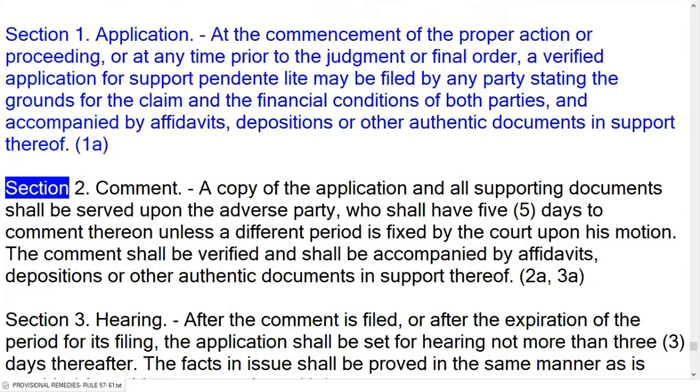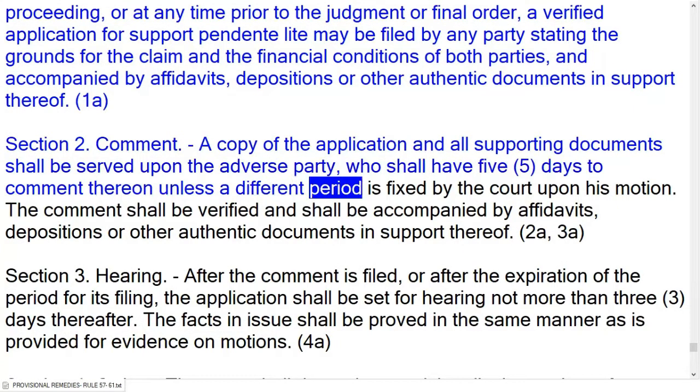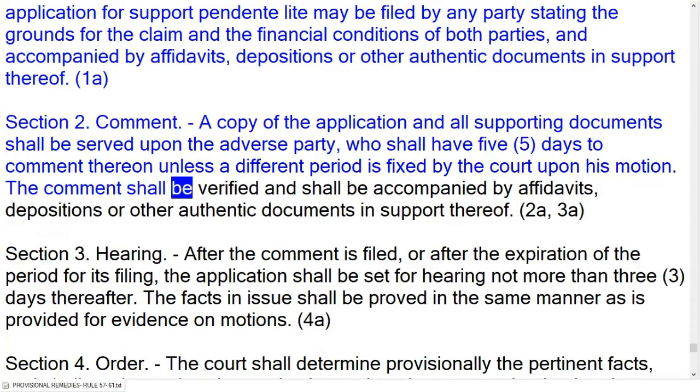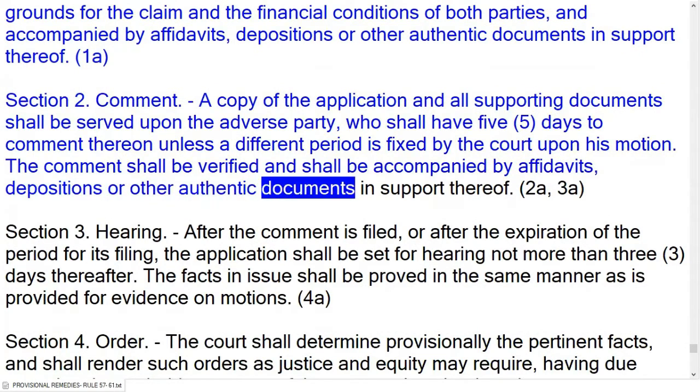Section 2. Comment. A copy of the application and all supporting documents shall be served upon the adverse party, who shall have 5 days to comment thereon unless a different period is fixed by the court upon his motion. The comment shall be verified and shall be accompanied by affidavits, depositions, or other authentic documents in support thereof.